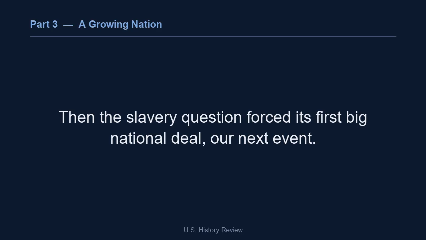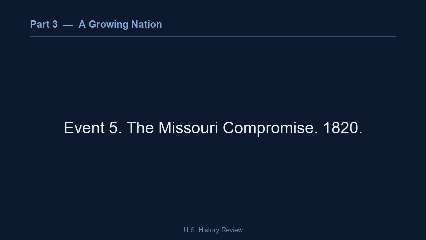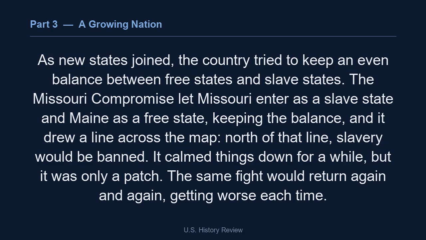Then the slavery question forced its first big national deal. Our next event. Event 5. The Missouri Compromise. 1820. As new states joined, the country tried to keep an even balance between free states and slave states. The Missouri Compromise let Missouri enter as a slave state and Maine as a free state, keeping the balance, and it drew a line across the map. North of that line, slavery would be banned. It calmed things down for a while, but it was only a patch. The same fight would return again and again, getting worse each time.